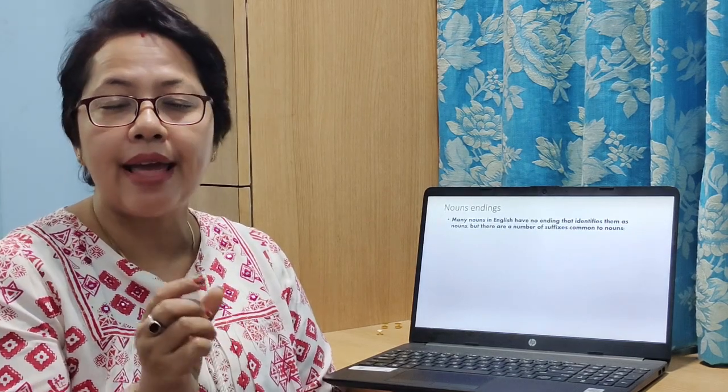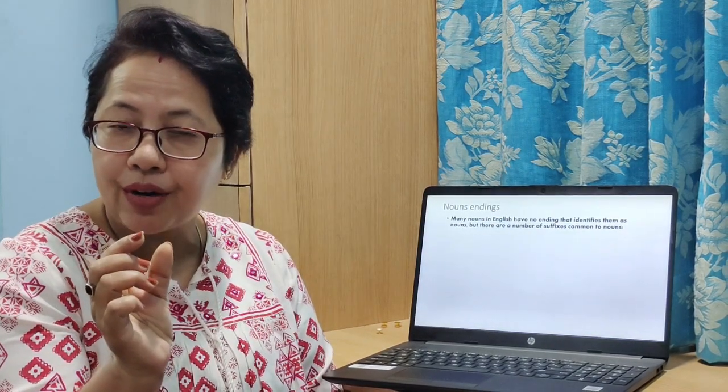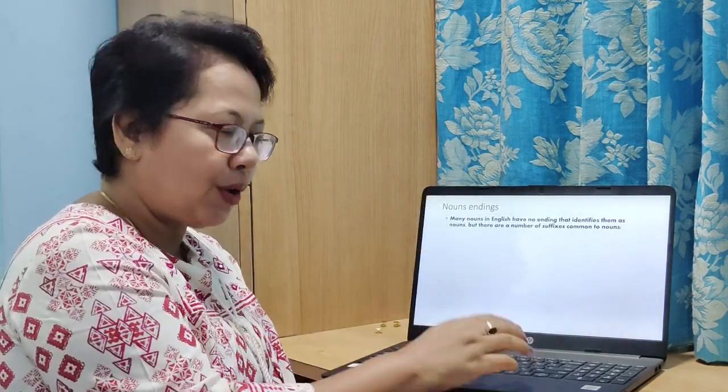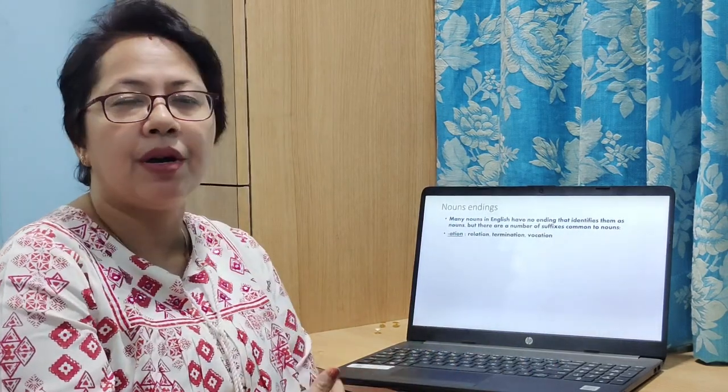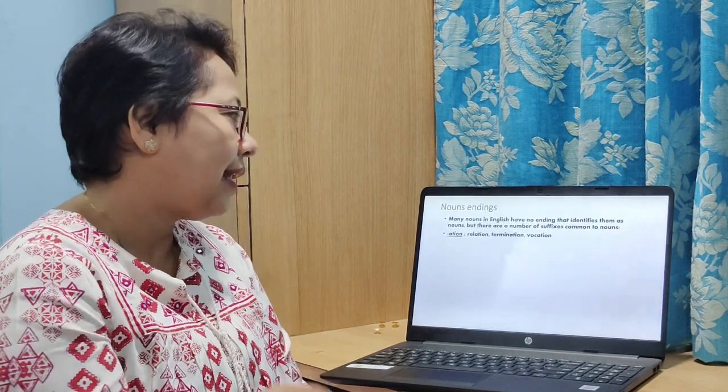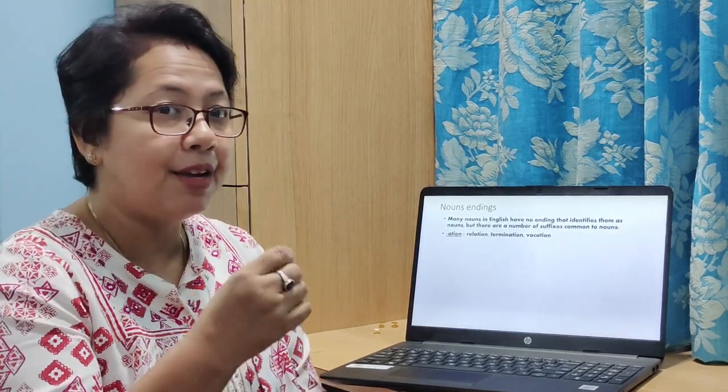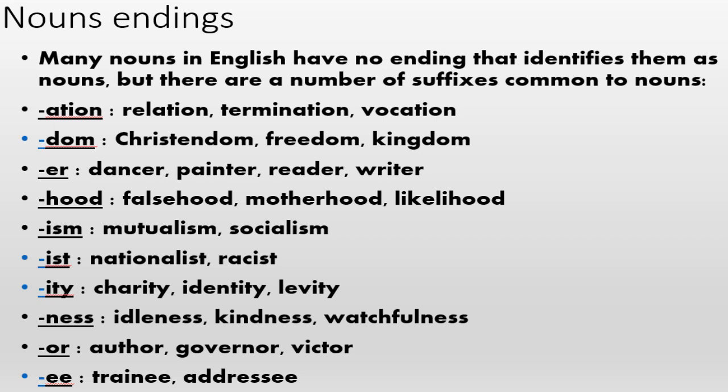Now apart from that, we also need to realize that there are some word endings. That means the last part of the word can indicate whether it is a noun in origin. I'm showing you a few of them. Say for instance, the ending of ation, like in the word relation. Tion ending words, it has to be a noun there. Or say termination, or say vacation. These are ending in ation. All of them are actually nouns. Let us now go through the other word endings which indicate that they are all nouns there.